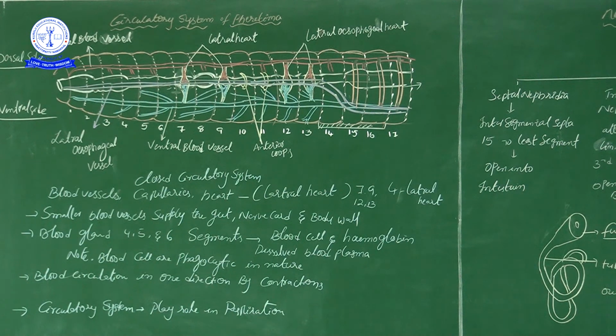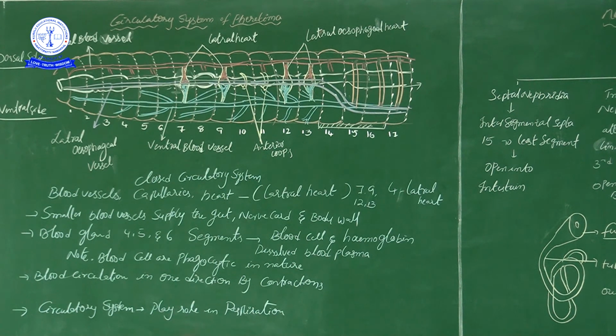In our textbook they gave some synopsis points about the circulatory system. It is a closed circulatory system, which I mentioned here. The meaning of closed circulatory system is that blood flows only within the blood vessels, which include capillaries and the heart. So blood flows only in the blood vessels, so it is a closed circulatory system. Blood is confined to the heart and blood vessels. The blood flows by the contraction of the body wall.